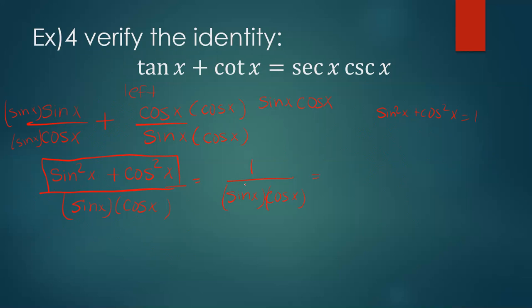Now, you can rewrite this as 1 over sine of x times 1 over cosine of x. And how can you rewrite 1 over sine of x? Isn't that the same thing as cosecant of x? And how can you rewrite 1 over cosine of x? That's the same thing as secant of x, right? So now it looks exactly like the right side. It's the same thing because of the distributive property.